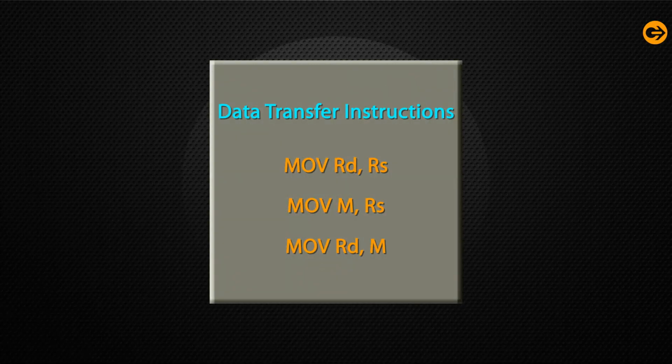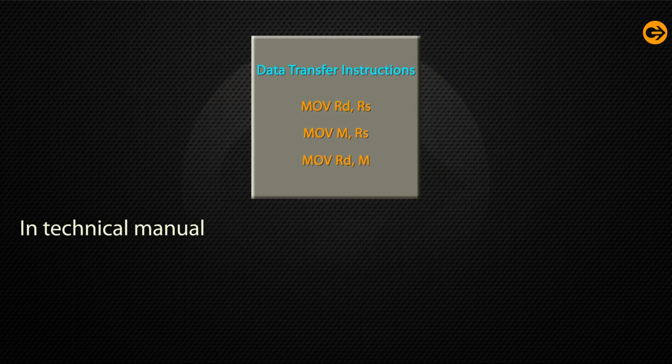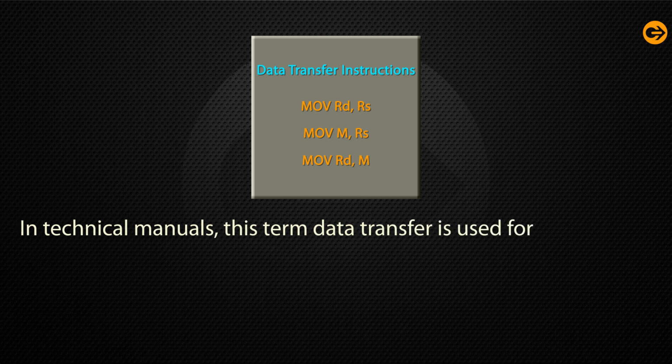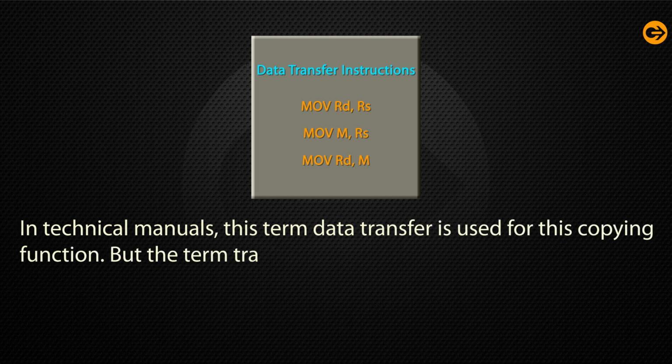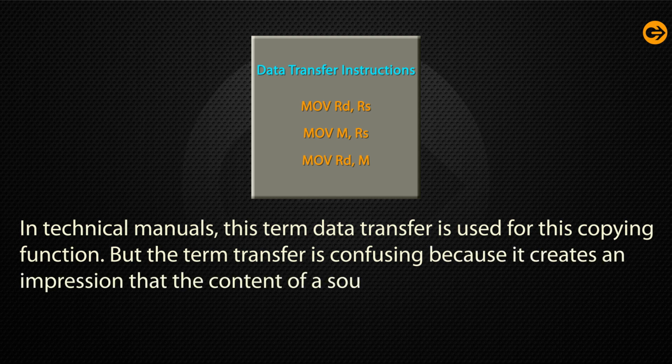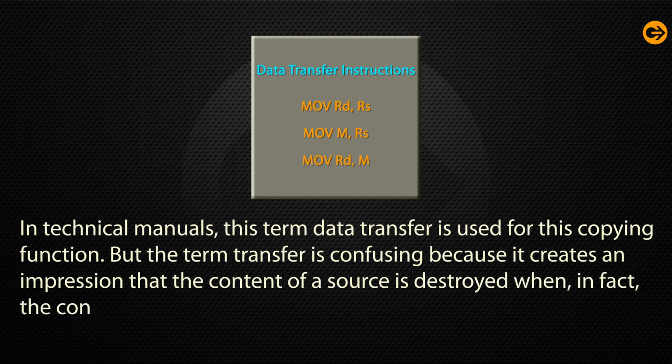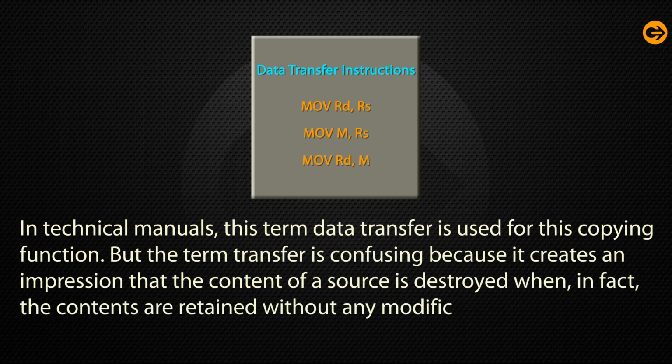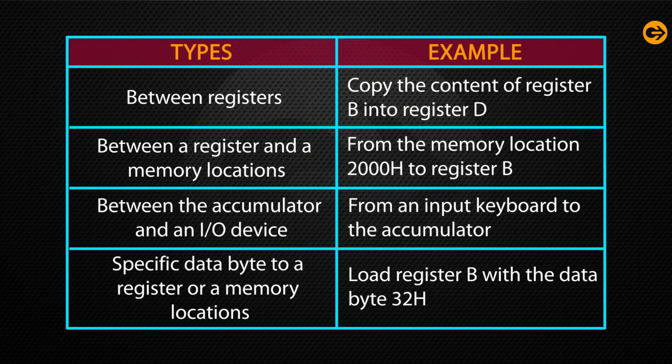Data transfer operations. This group of instructions copies data from a location known as a source to another location called a destination without changing the contents of the source. In technical manuals, the term data transfer is used for this copying function, but the term transfer is confusing because it creates an impression that the content of a source is destroyed when, in fact, the contents are retained without any modifications. There are various types of data transfer instructions listed below.